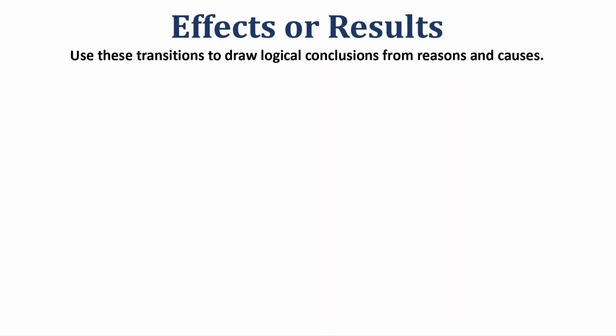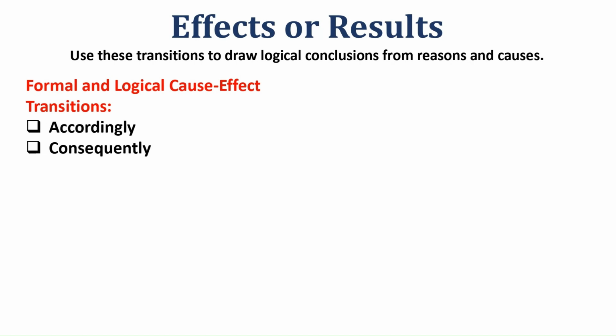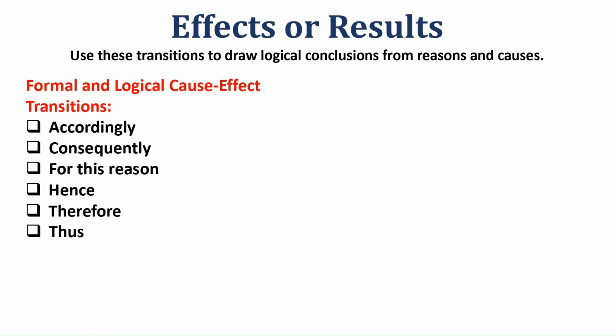Effects or results. Use these transitions to draw logical conclusions from reasons and causes. Formal and logical cause-effect transitions: accordingly, consequently, for this reason, hence, therefore, thus.